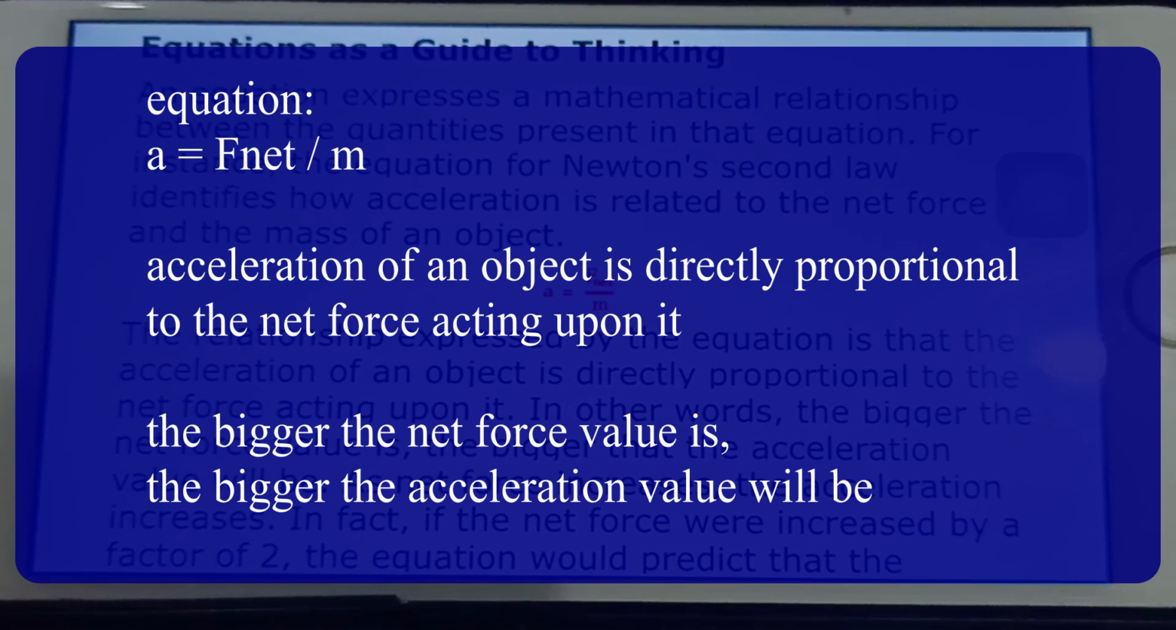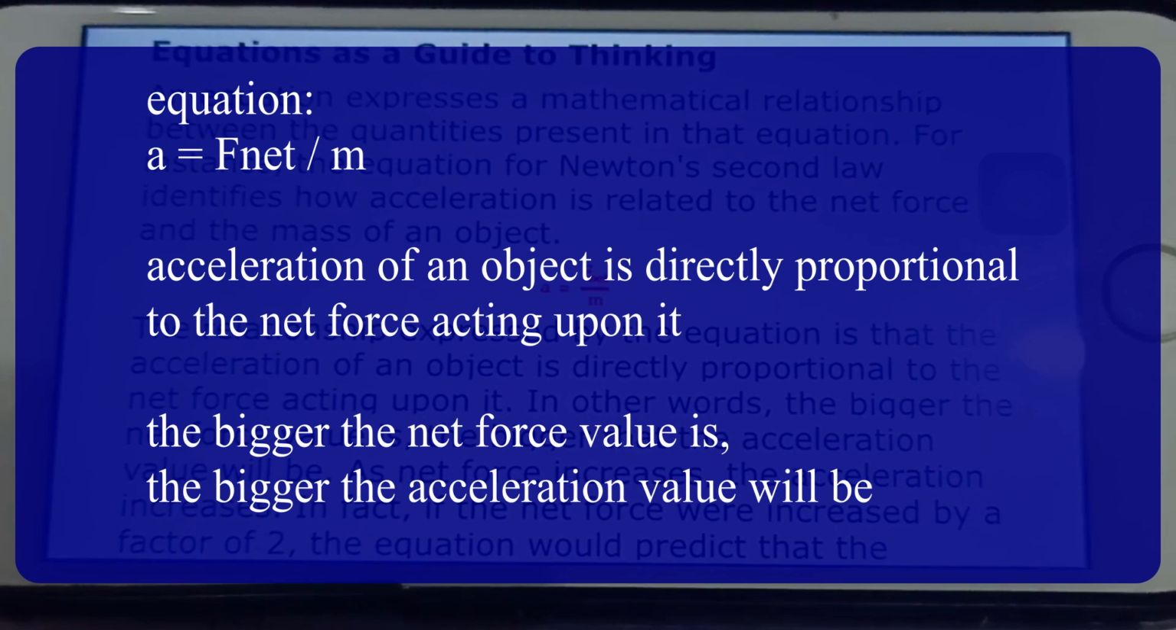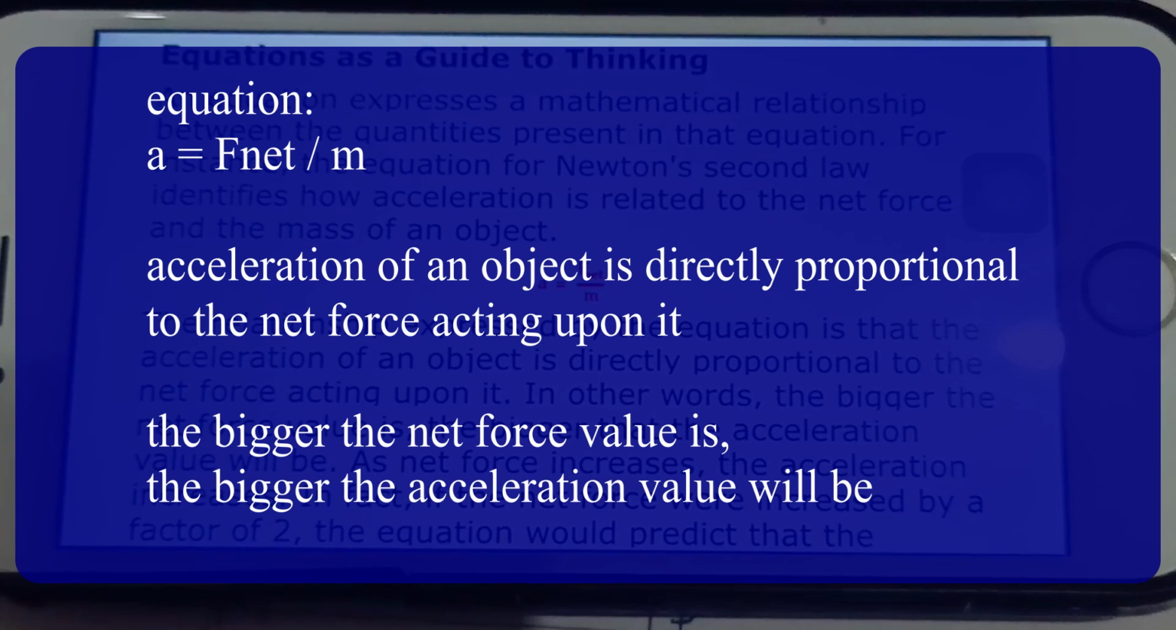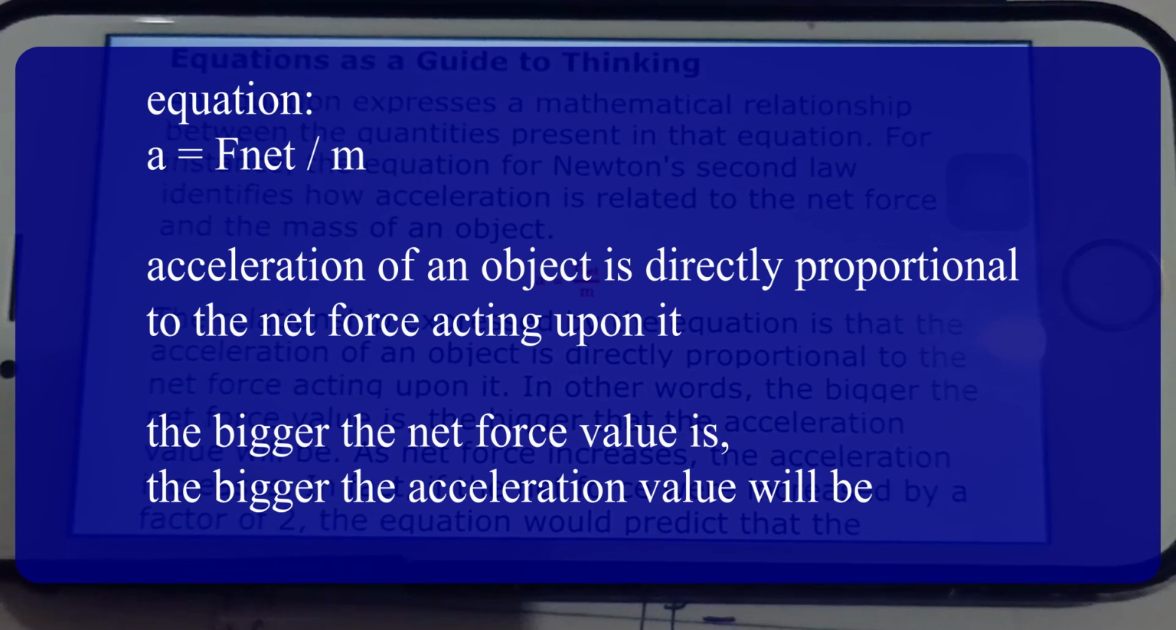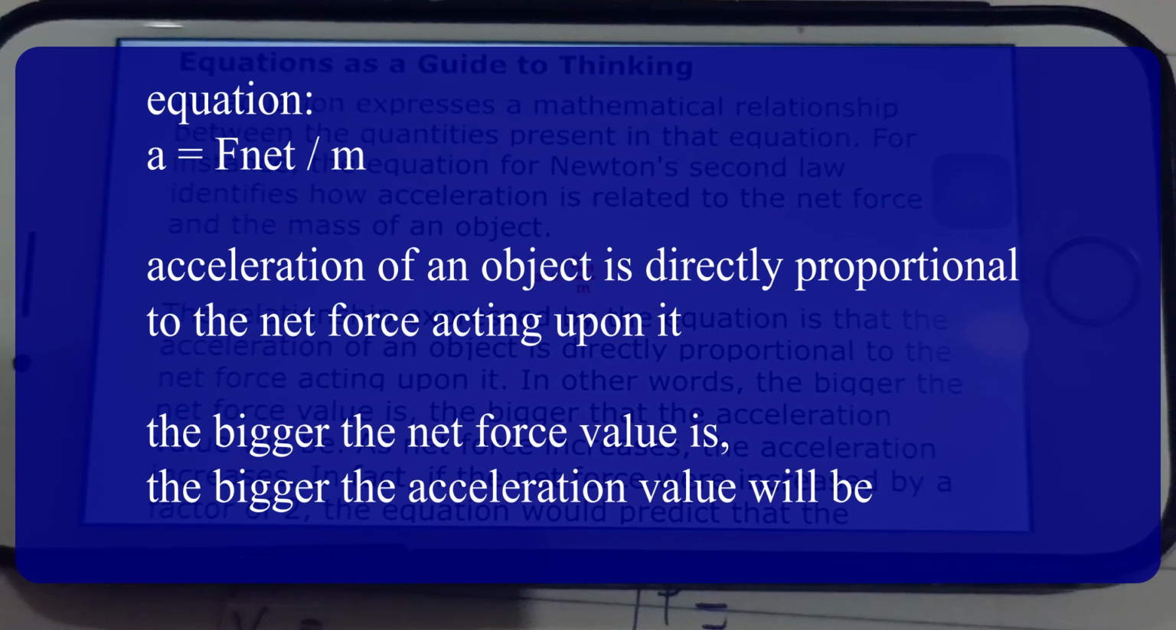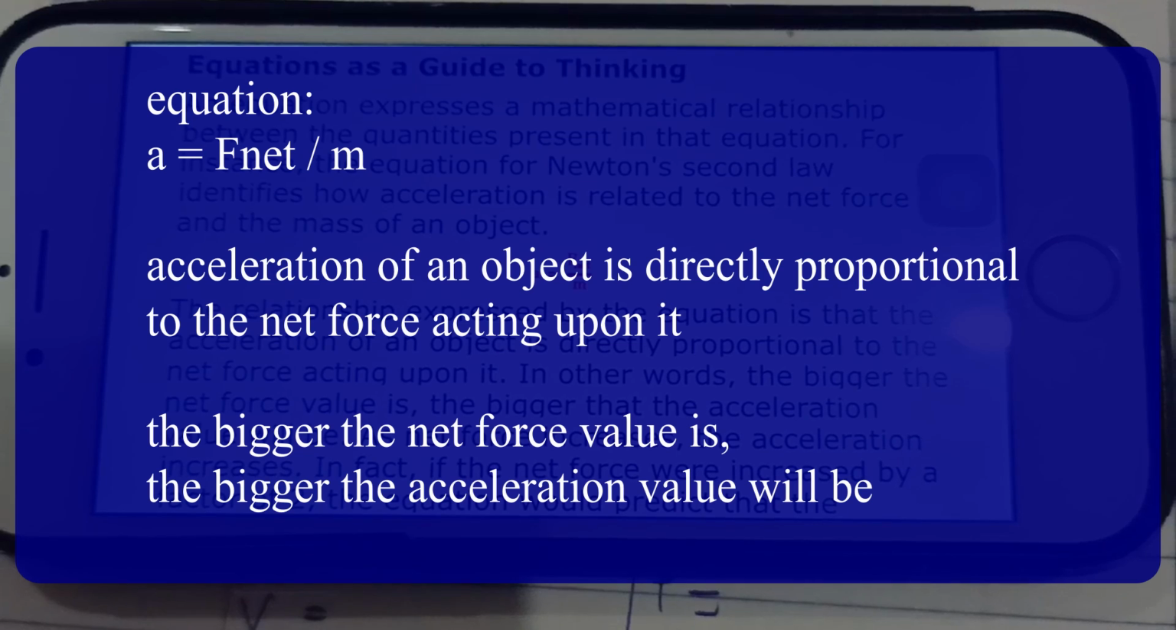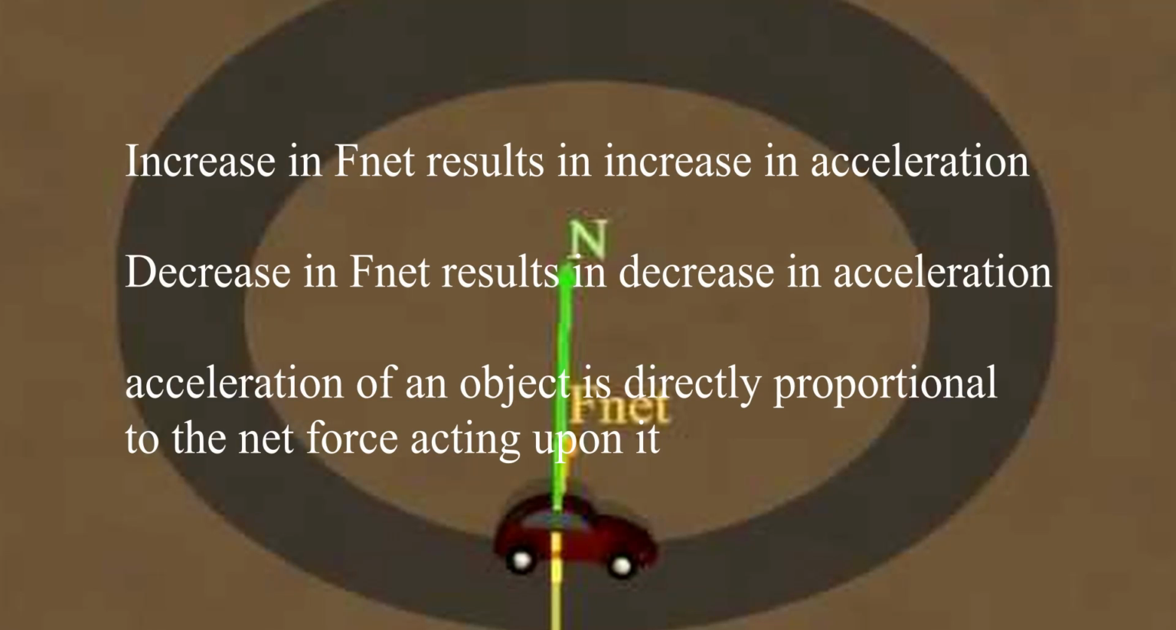The relationship expressed by the equation is that the acceleration of an object is directly proportional to the net force acting upon it. In other words, the bigger the net force value is, the bigger the acceleration value will be. As net force increases, the acceleration increases. In fact, if the net force were increased by a factor of 2, the equation would predict that the acceleration would increase by a factor of 2. Similarly, if the net force were decreased by a factor of 2, the acceleration would decrease by a factor of 2.